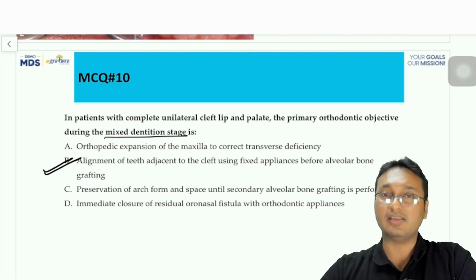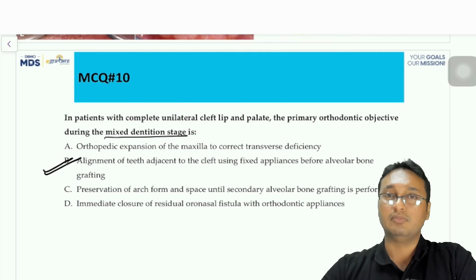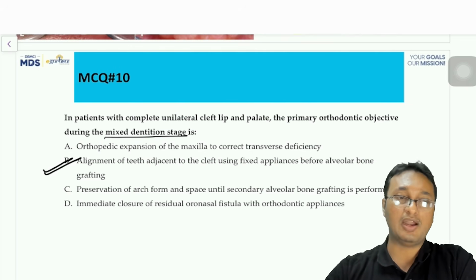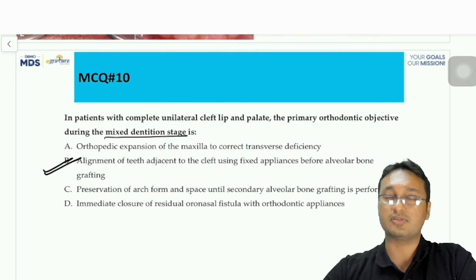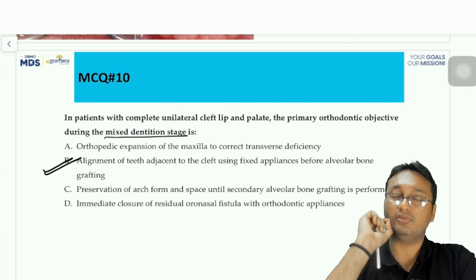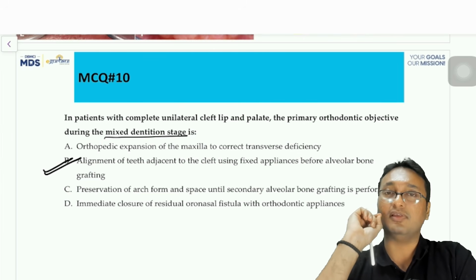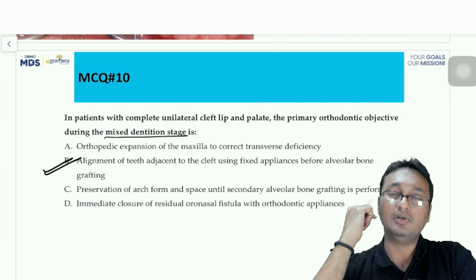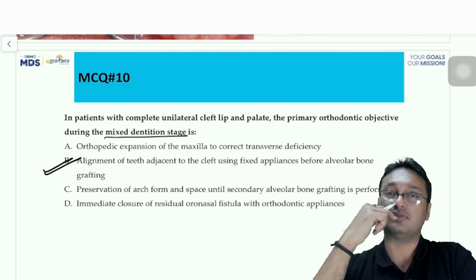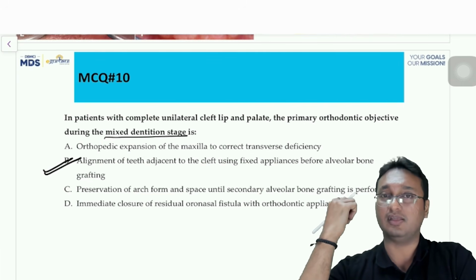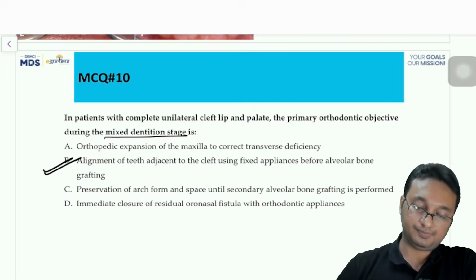For that, we need secondary alveolar bone graft by autogenous bone graft. We have to harvest that bone graft from the iliac crest, and that cancellous bone from the iliac crest has to be inserted into the cleft of the alveolus between the first premolar and the lateral incisor, if the cleft is in that area. Okay.